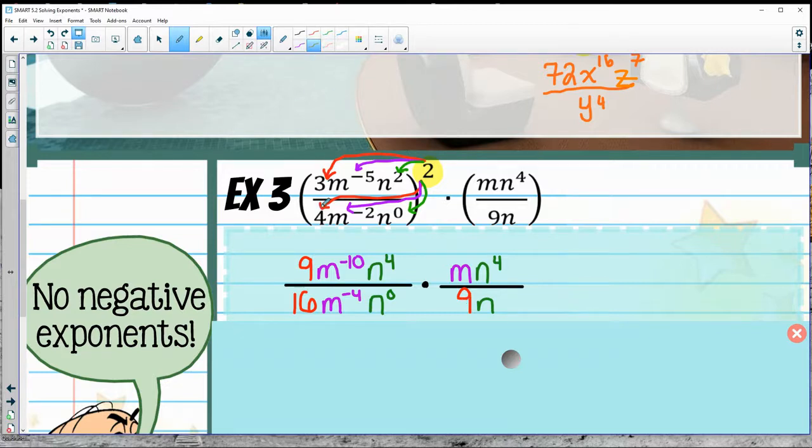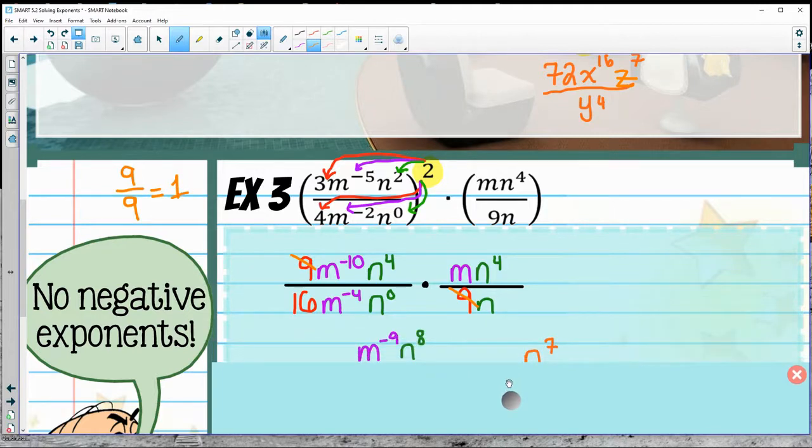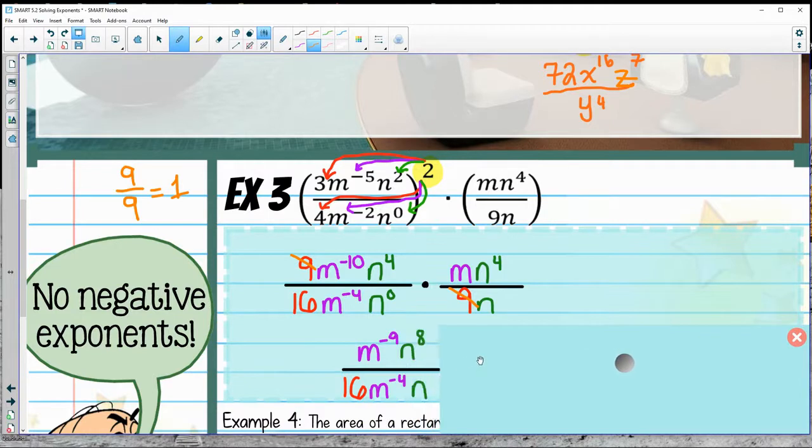Again, here's where you can decide what works best for you. I happen to see that the 9 on top and the 9 on bottom canceled out because 9 divided by 9 equals 1, so that's why those canceled. And then I went ahead and combined a couple more things together.